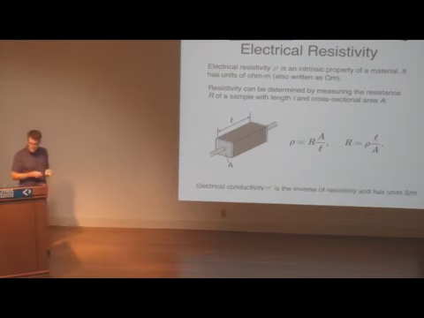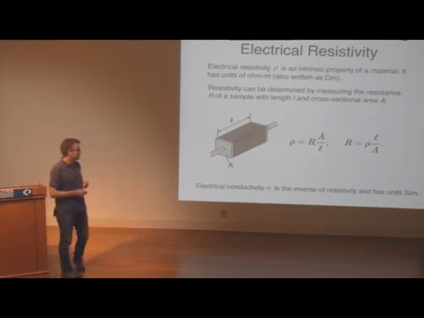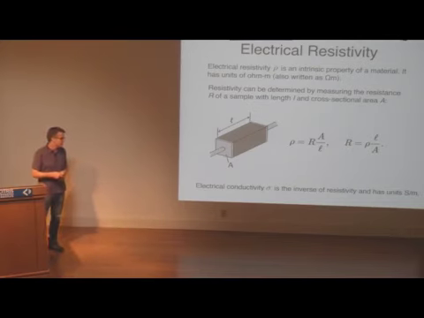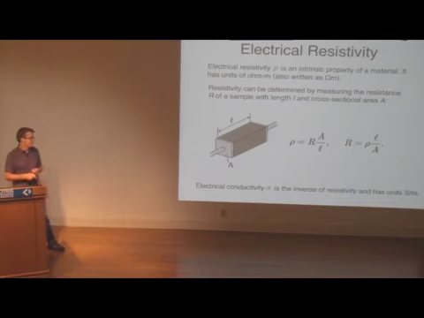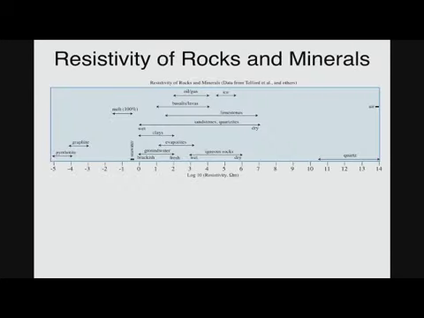Okay, and then in electromagnetics, we tend to flip back and forth between talking about resistivity and conductivity, and they're basically the same thing. One is the inverse of the other. So 1 over rho is the conductivity, and we write conductivity with the symbol sigma. You'll see me switch back and forth between those. Resistivity has units of ohm meters, and conductivity has units of Siemens per meter.